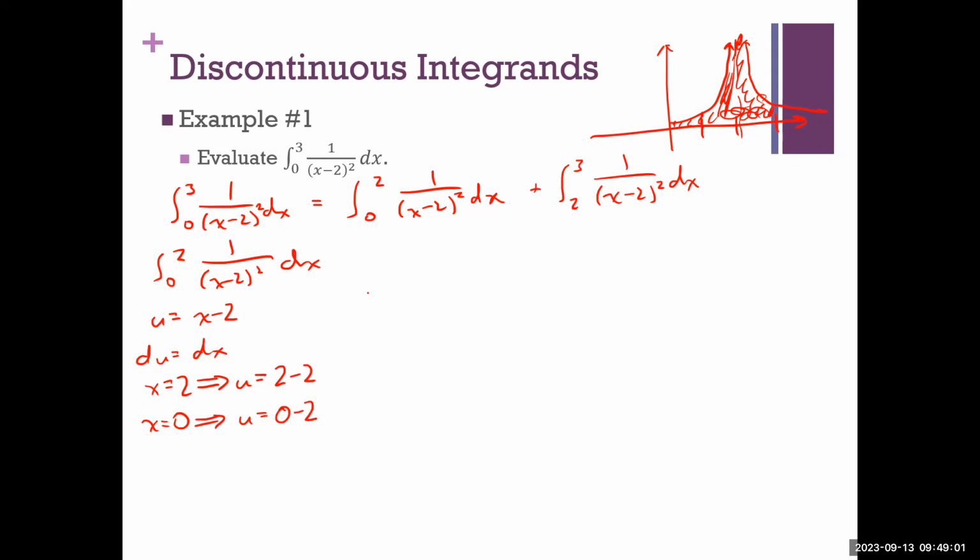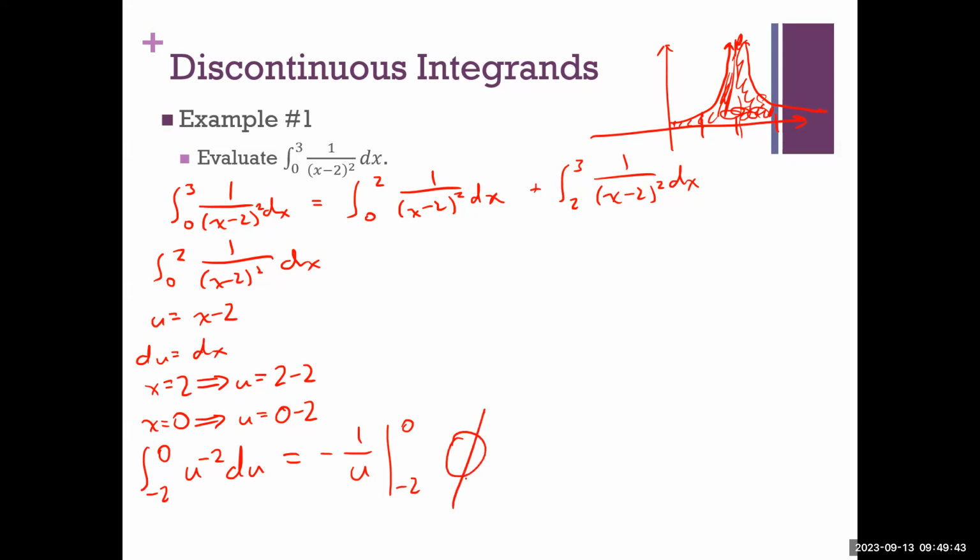So all of that gives me the integral from -2 to 0 of u to the -2 du. What is that antiderivative? -1 over u, from -2 to 0. How are we doing? Is this going to work? No.